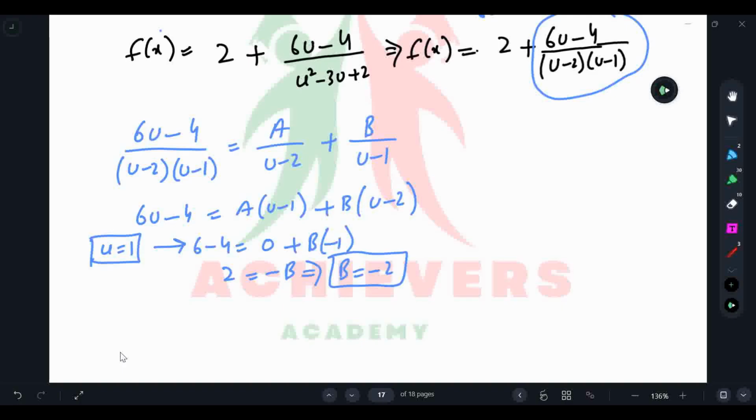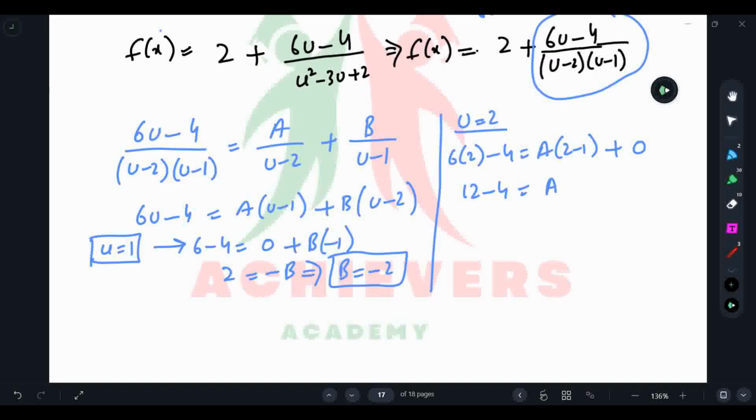Similarly, for the second one, we have to put u is equal to 2. Now if we put u is equal to 2, this will be 6 into 2 minus 4 is equal to a into (2 minus 1) plus this portion will be 0 now. Now 12 minus 4 is equal to a, and so a will be equal to 8.